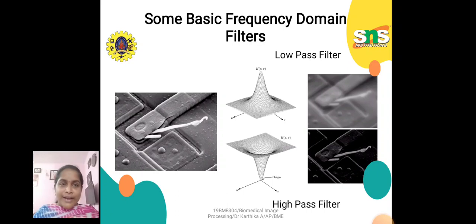Okay, and here we have some basic frequency domain filters. Here we have low pass filter, high pass filter. We know that low pass filter is mainly used to eliminate the high frequency components, and high pass filter, name itself says it eliminates low frequency components, and it is mainly used to pass the high frequency components only.